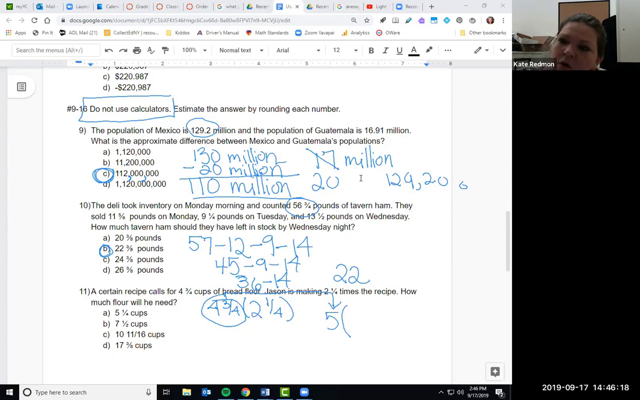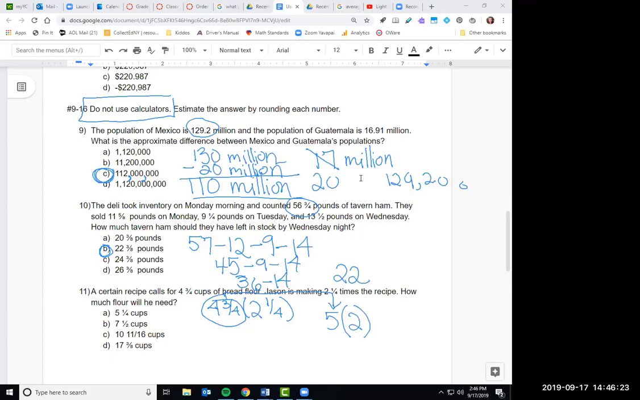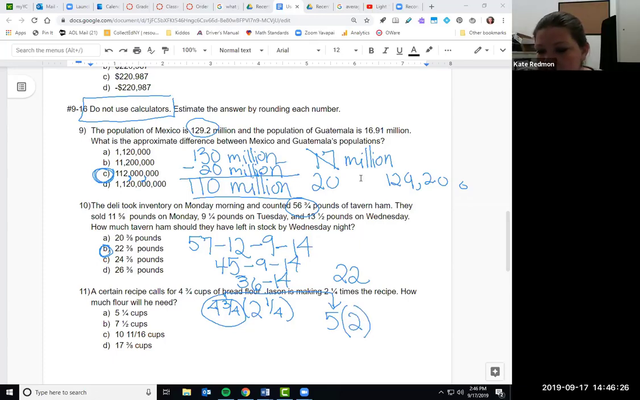And then how about 2¼? Am I closer to 2 or closer to 3? 2. I only have 1 out of 4 pieces. I have less than a half. I'm going to round that down to 2. Okay, so now we'll estimate. 5 times 2 is about 10.